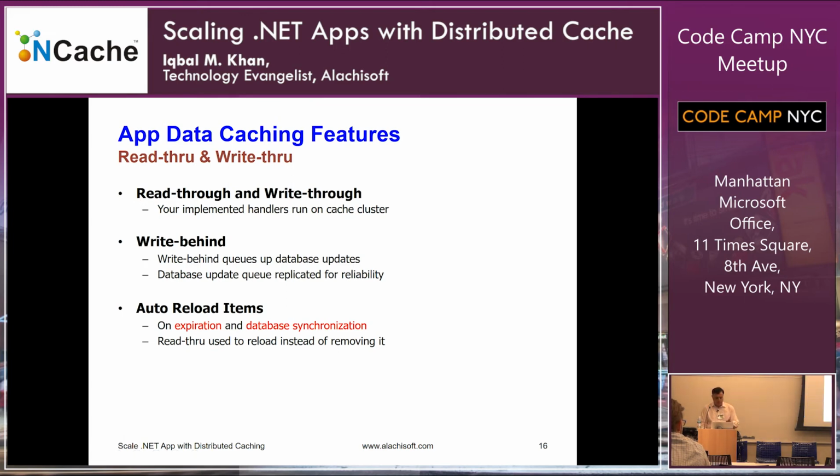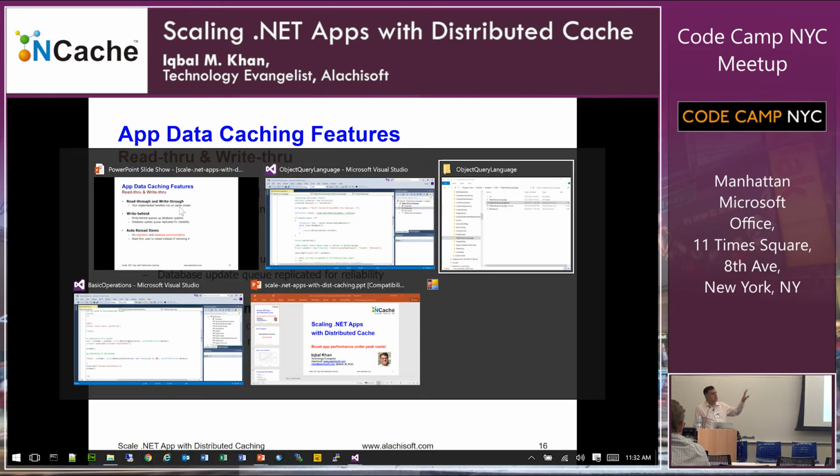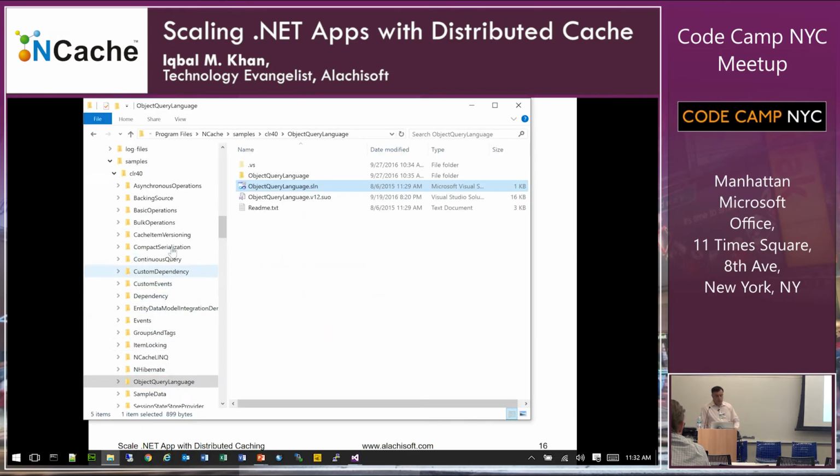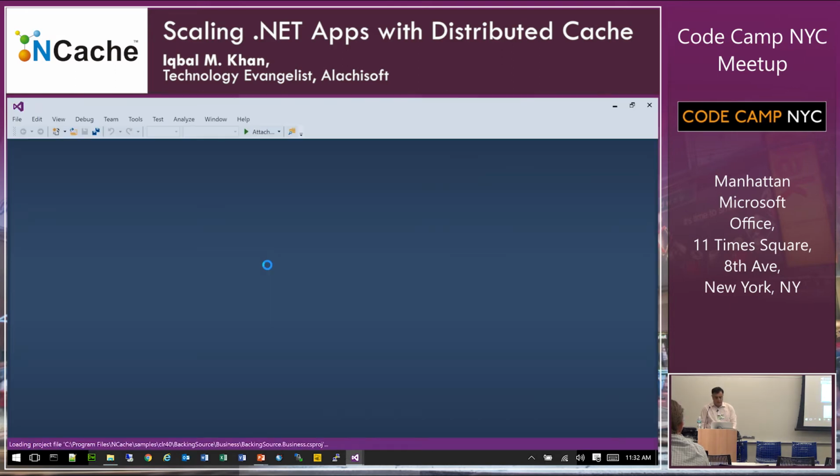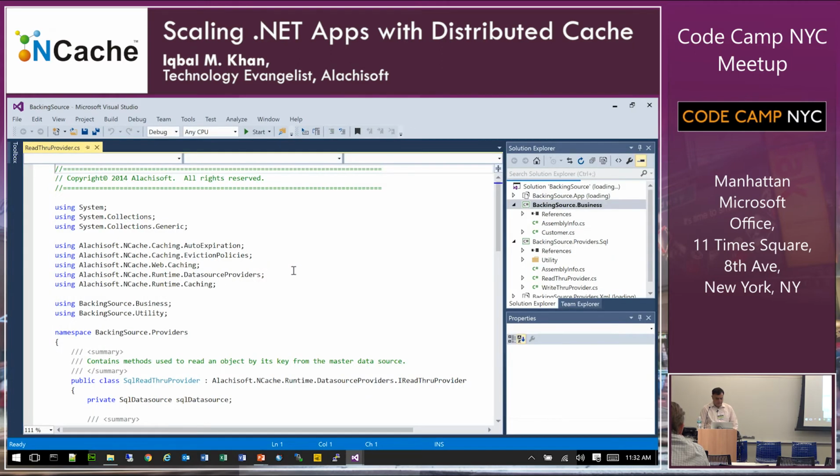So I think this is probably a good time. I'm just going to jump ahead and then come back. There's a feature called Read-thru that NCache has. Many of the Java caches have it, but on the .NET side, I think NCache is the only one that has it. So Read-thru is code that you write. Here's what that code looks like.